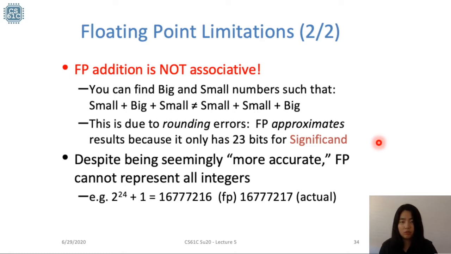Another thing is that despite being seemingly more accurate, floating point cannot represent all integers. Remember the gaps between each representable floating point? They become wider and wider. At some point, the gaps become wider than 1. Starting from there, we cannot represent all the integers anymore. For example, for 2 to the power of 24 plus 1, the actual value is 16,777,217, but in floating point, it will return 16,777,216 because the actual value is not representable in floating point format.